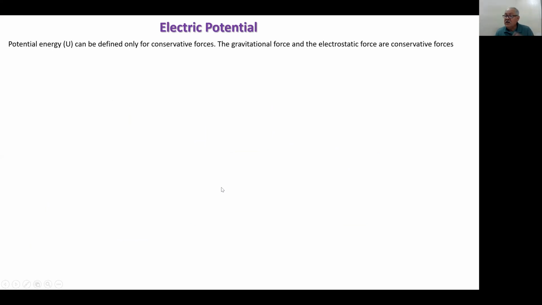Potential energy, the symbol is U, can be defined only for conservative forces. Remember from the previous class, we know that we have three conservative forces in classical physics. We have gravitational force, electrostatic force, and we have the elastic force. Three forces that are conservative forces. These are special ones because, as mentioned in this statement, potential energy is defined only for conservative forces.